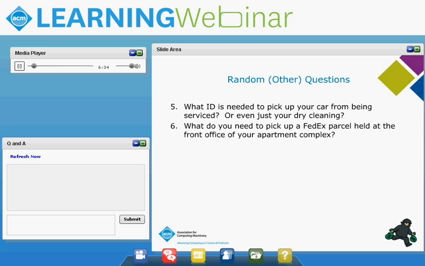What do you need to pick up a FedEx parcel held at the front office of your apartment complex? I had this experience a couple of days ago. I went to the front office. There was someone there who didn't know me. All she needed was my apartment number, and I was able to get the FedEx box.